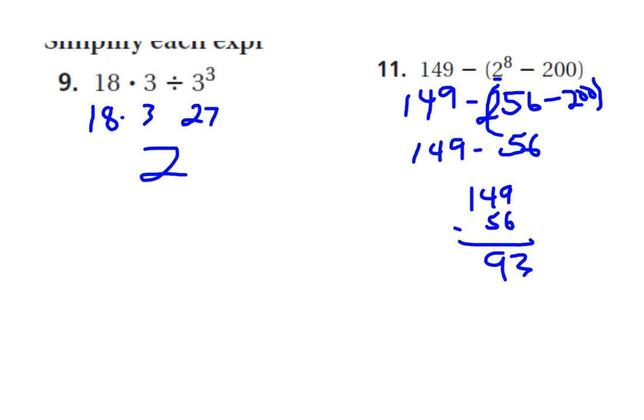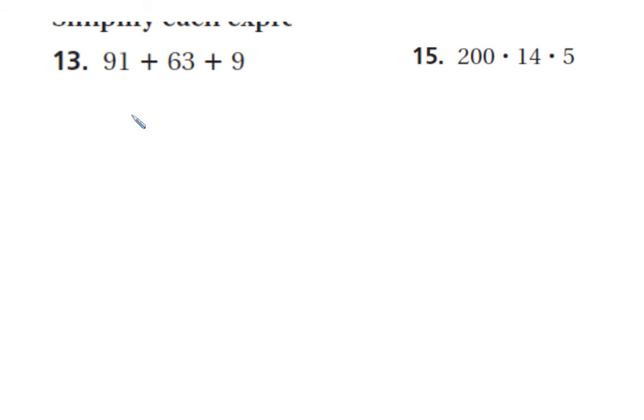So next one. What they're getting at here is to use the properties of addition and multiplication to make it easier. The commutative property of addition says I can put these in any order. So I can put the 9 here. I can say 91 plus 9 is 100, plus 63 is going to be 163, just to make it easier. And what property did I use? I switched the order, so it's commutative property.